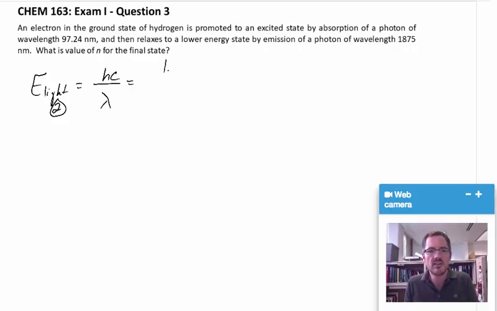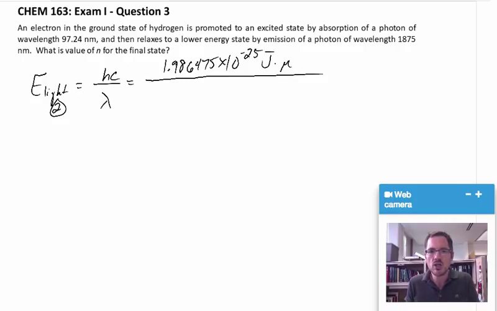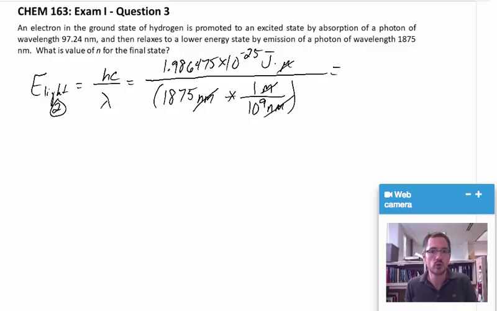So the energy of this second light value is just hc over our new lambda value. I already know what my hc value is. It's 1.986475 times 10 to the negative 25th joule meters. And I'll divide that by my new wavelength of 1,875 nanometers, which I'll go ahead and also do the unit conversion. So I'll divide that by 1 billion. My nanometers will cancel. My meters will cancel, leaving me with the units of joules. And I will write this to 4 significant figures, 1.05945 times 10 to the negative 19 joules to 4 sig figs.